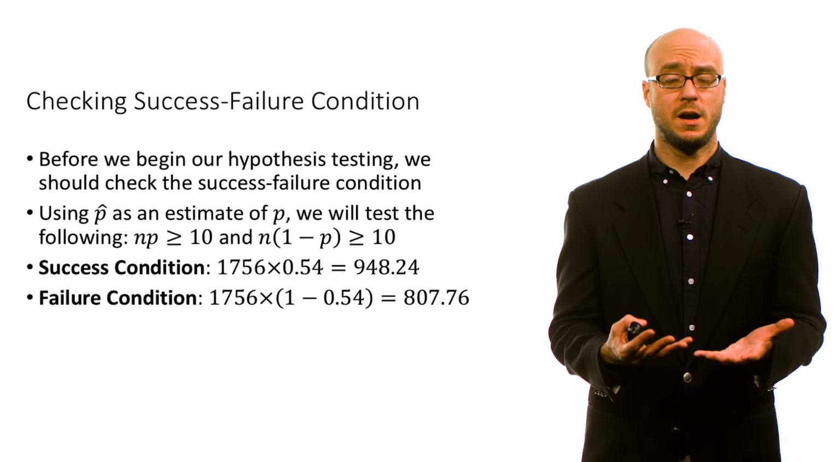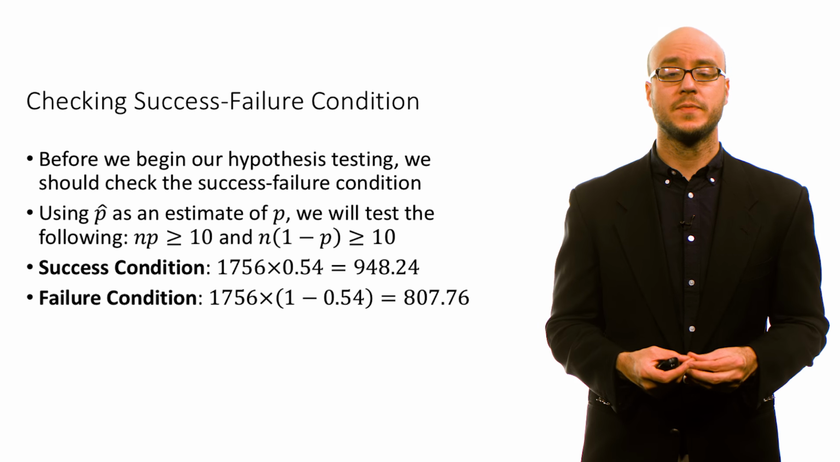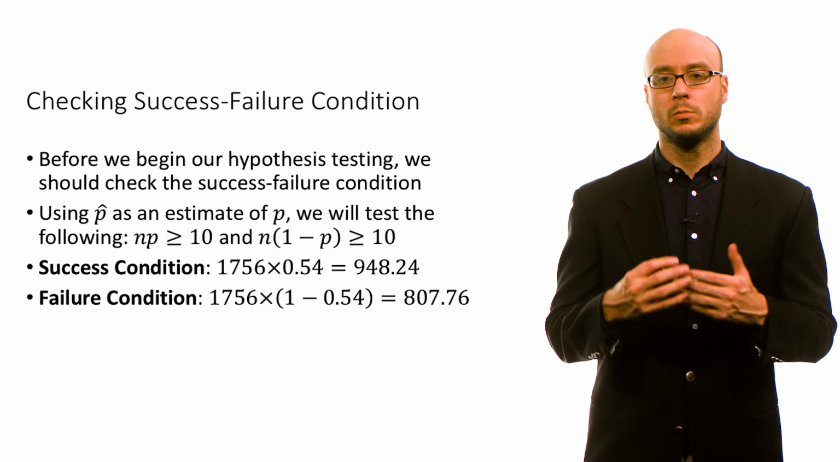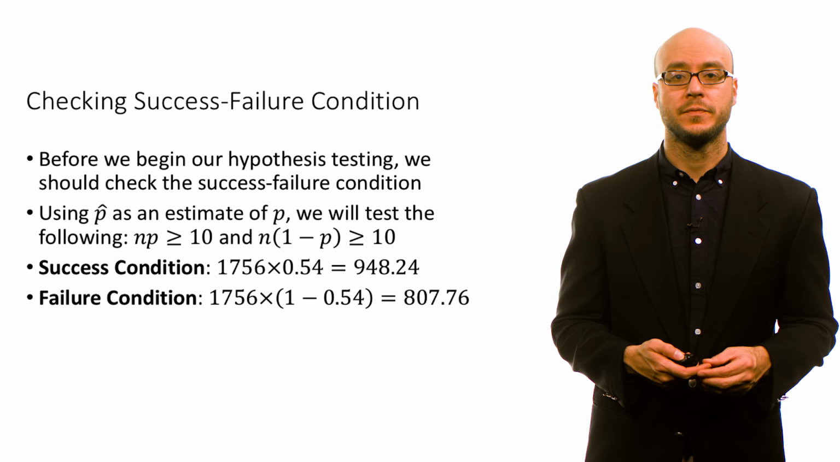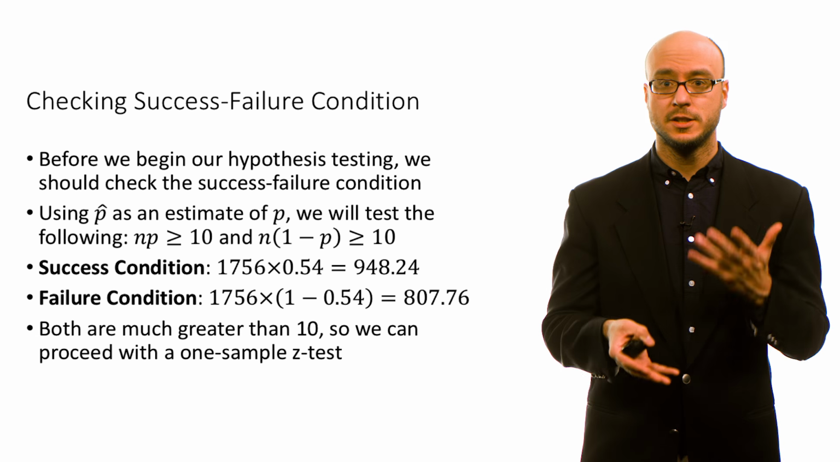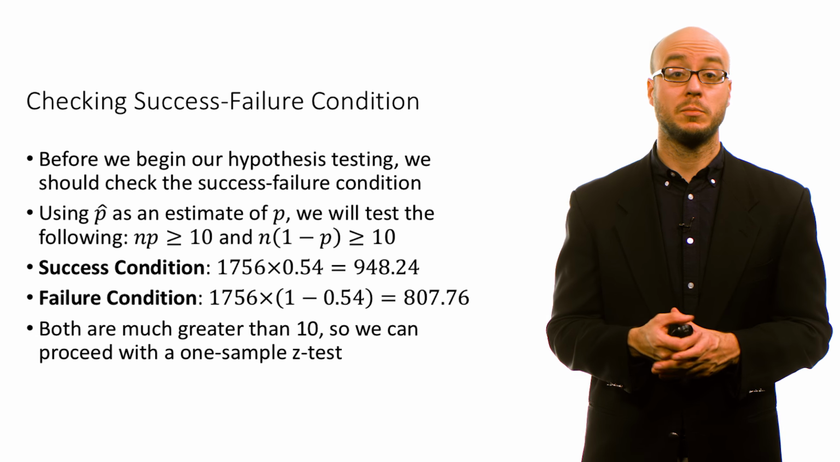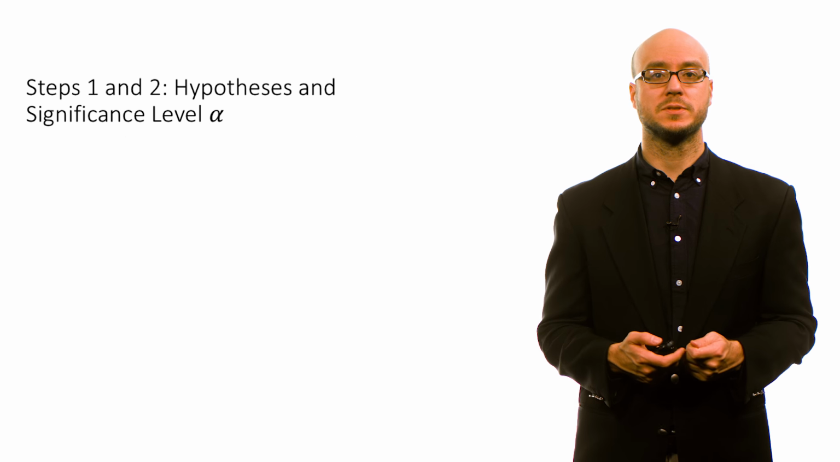Both of these are much larger than 10. So we're pretty confident that the success-failure condition will hold for this particular problem, and accordingly, that the sampling distribution for p hat can be approximated by a standard normal distribution model. Again, this is just reflecting the fact that with a larger sample size, we're more confident that the sampling distribution for that sample proportion will be approximately normal. So we're going to go ahead and proceed with a one-sample z-test.